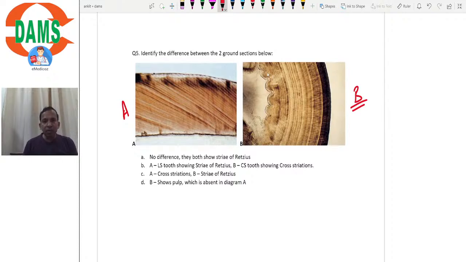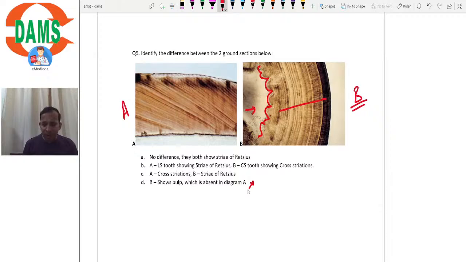So let's go to these diagrams. Now you can see a scalloped junction between this outer tissue and the inner tissue. So definitely there is no scalloped pulpal surface. The scalloped surface represents the dentino-enamel junction. So obviously option D is ruled out. There is no pulp in any of these ground sections. It's just the hard tissue. Obviously it's a ground section, soft tissue is lost and only the hard tissue remains. So we are seeing basically enamel and dentine in these two diagrams.